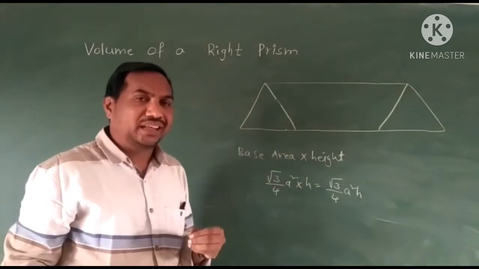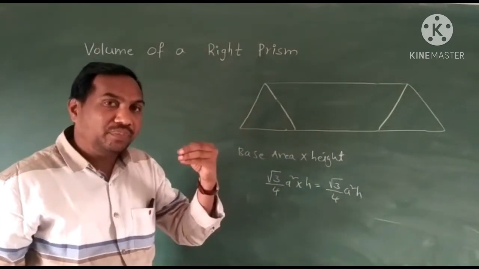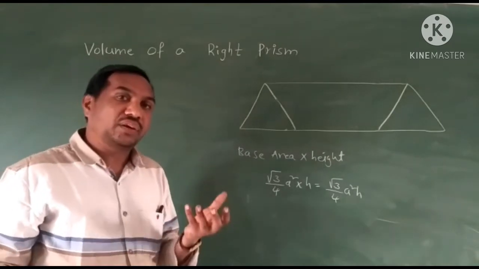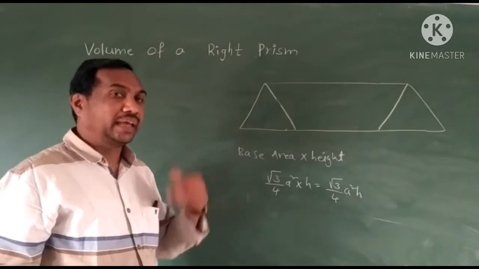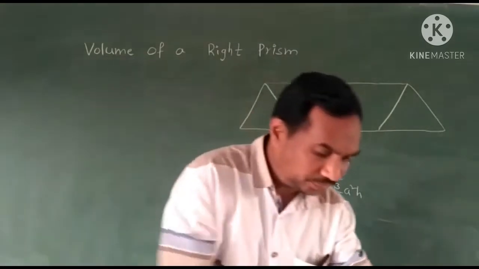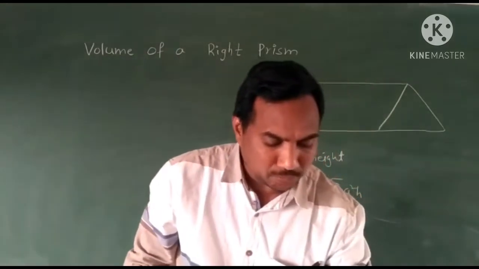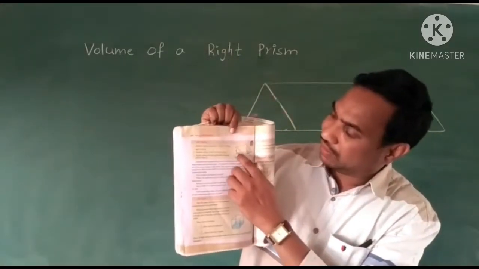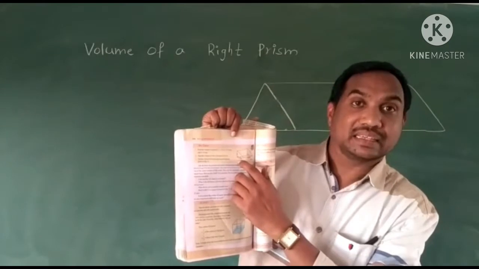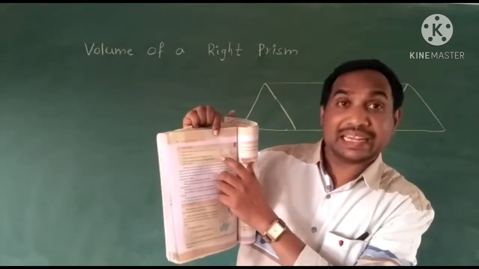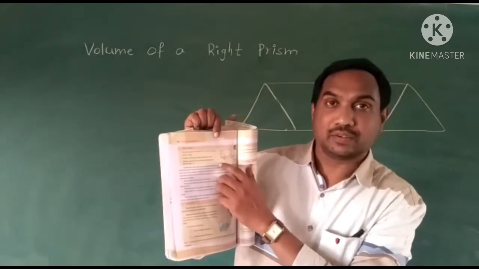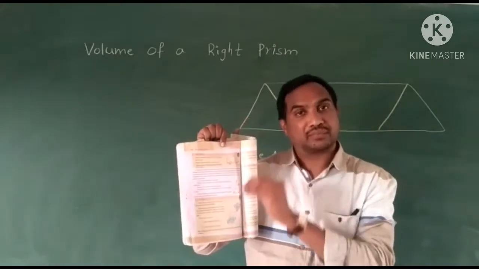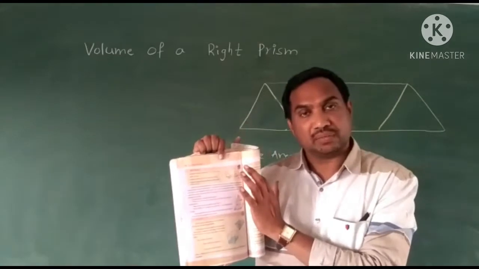Suppose the base is in the shape of a right angle triangle, then what is the formula for a right angle triangle? Half into base into height, again into h. So you have one example problem. Do this problem in your textbook. Here it is given as a right angle isosceles triangle. So this is a right angle triangle, therefore half into base into height of the triangle, into height of the prism.